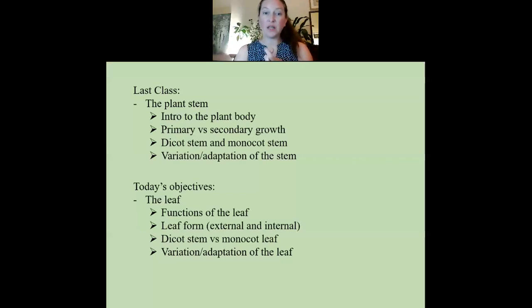We'll cover the functions of the leaf, the form, the internal and external anatomy of leaves, dicot leaf versus monocot leaf. Sorry, that should say dicot leaf versus monocot leaf. And then the variation and adaptation of the leaf.